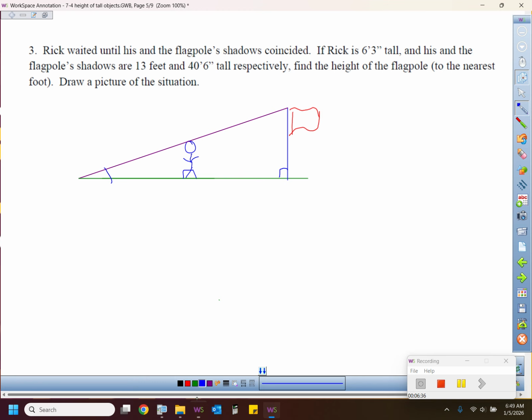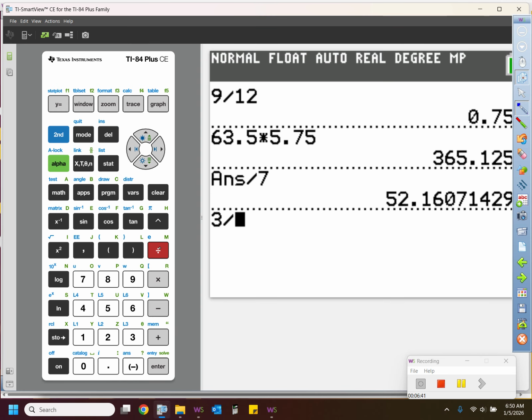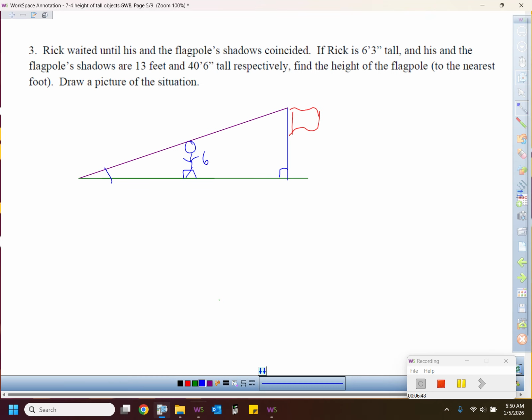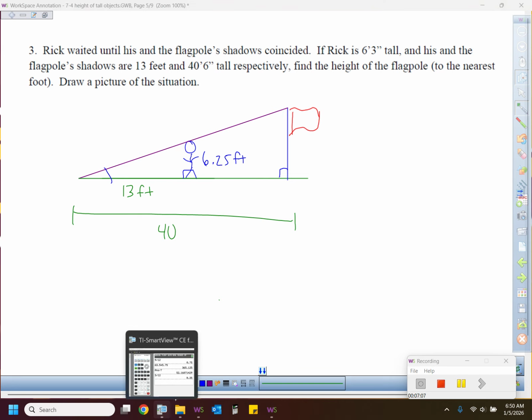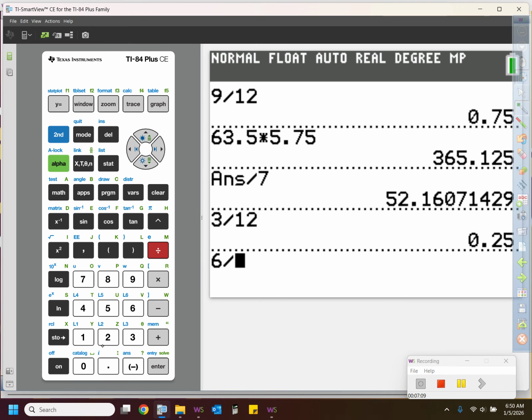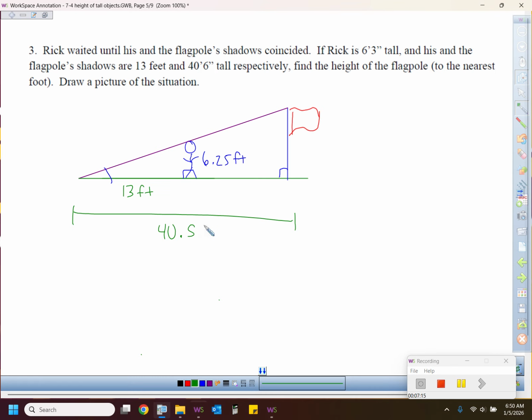Rick is 6'3", so 3 inches out of the 12 possible means that's 0.25 feet. So 6.25 feet is how tall Rick is. His shadow is 13 feet. And then the flagpole, I like to put this little bar right here to say I'm talking about the whole thing, is 40 feet 6 inches. So again, 6 inches, if you didn't know, is half of a foot, like 0.5. So 40.5 feet. And then we're looking for how tall that flagpole is.